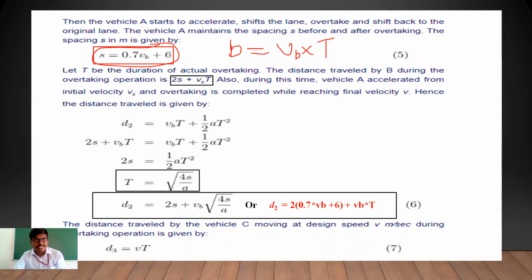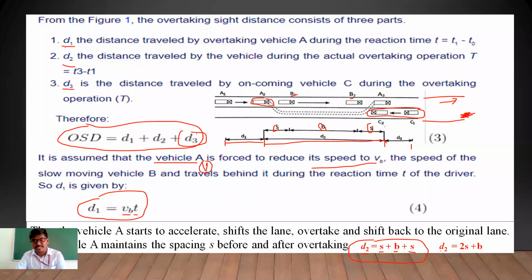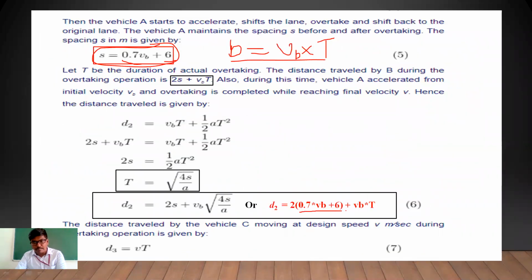This is the empirical formula; please try to remember it: s equals 0.7 into small VB plus 6. This 6 is based upon the length of the vehicle, from front wheel to back wheel. So D2 is equal to s plus b plus s, which can be written as 2s plus b. If you put the empirical formula in place of s, and VB into capital T in place of b, this will be the final formula of D2.